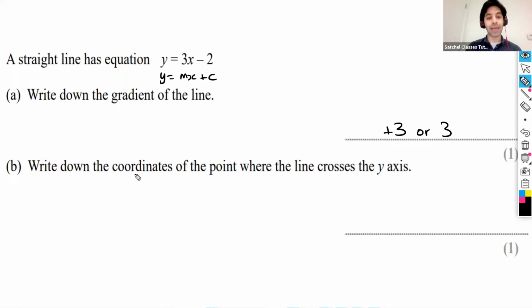And now it says write down the coordinates of the point where the line crosses the y-axis. So what this is asking us is the y-intercept. So at which point does the line intersect or cross the y-axis? Well, that's going to be c, because c is our y-intercept. So the answer here is going to be -2.